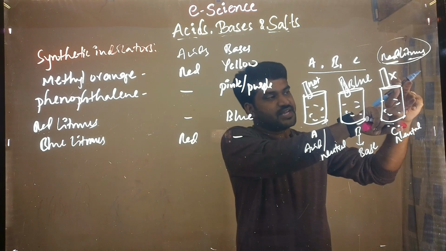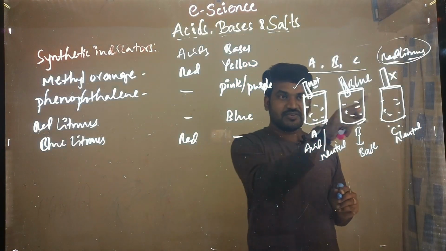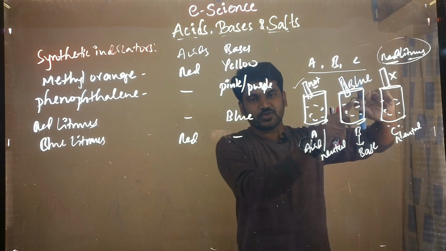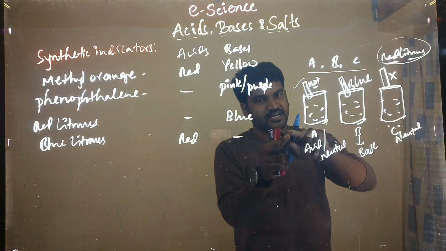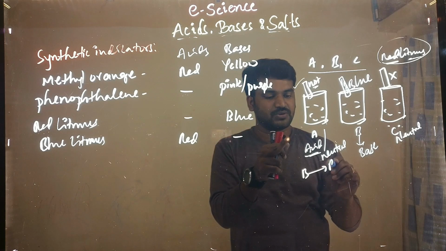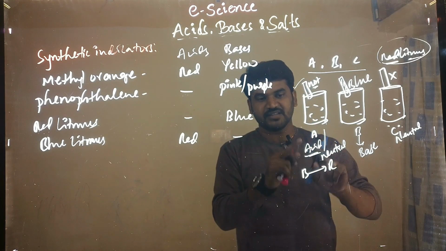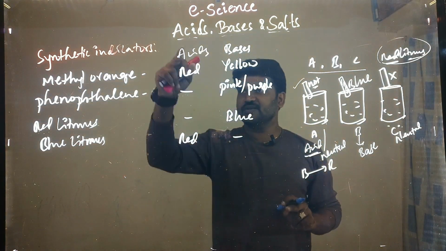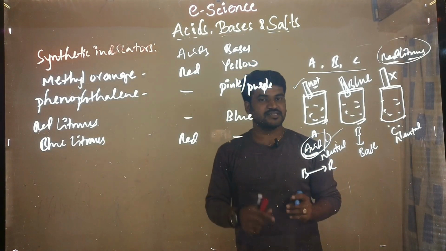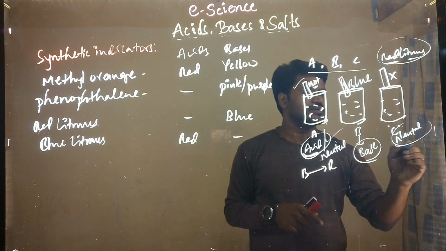Now again we will take the blue litmus and dip it in the first one, the second time. Firstly we had taken the red litmus; when kept in the base, it changed to blue. That blue litmus now we are taking in container A. In container A, blue changes to red. Blue litmus changes to red in the presence of acid. That means in container A, acid is there. In container B, base is there. In container C, neutral is there.